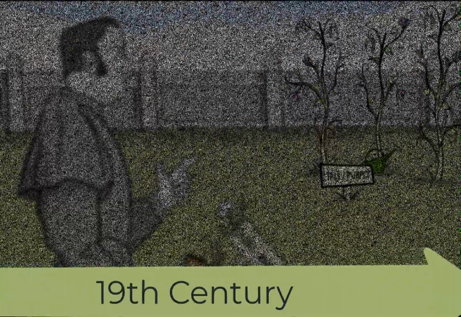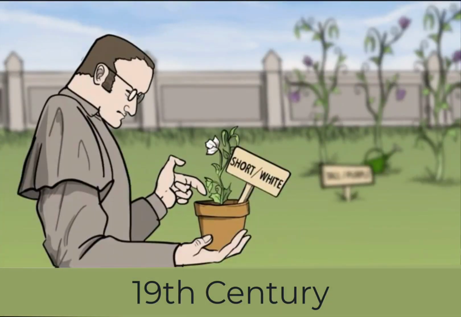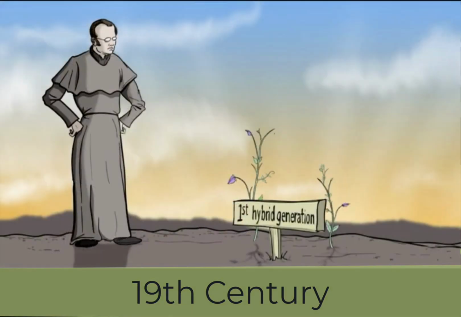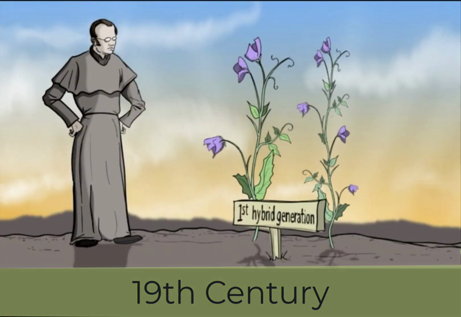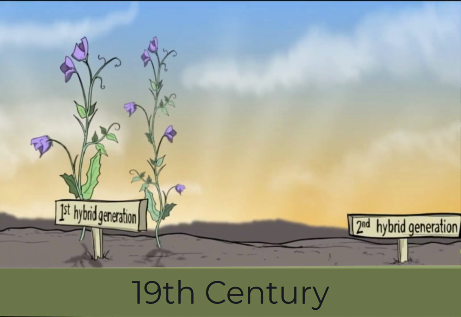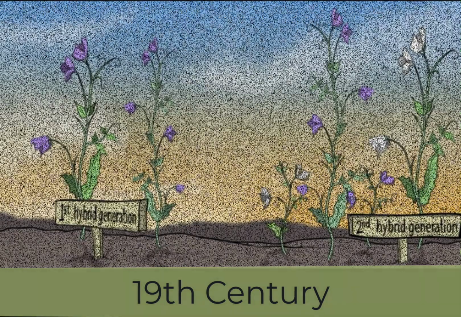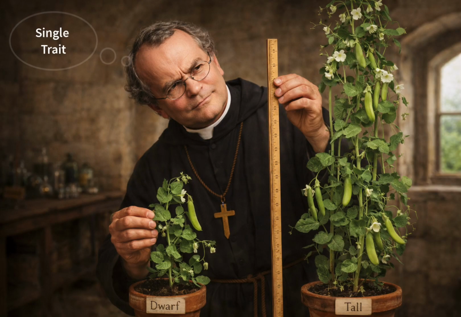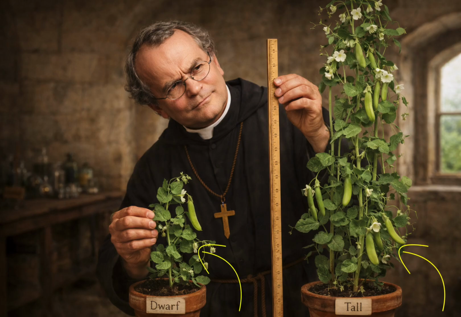Gregor Mendel is known as the father of genetics. In the 19th century, he conducted experiments on pea plants to understand how traits are passed from the parents to offsprings. One of his most important experiments is called the monohybrid cross, where only one trait is studied at a time. Mendel selected pea plants with contrasting traits, for example, tall plants and dwarf plants.